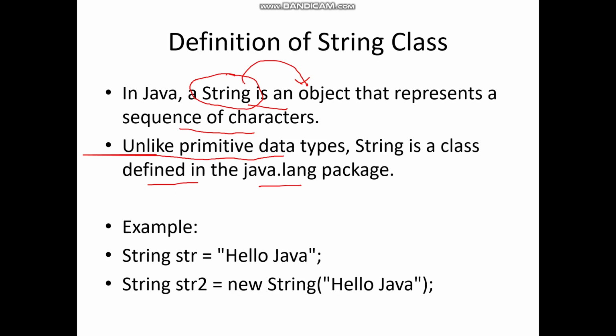Here are two examples: String str = "Hello Java"; and String str2 = new String("Hello Java"). To create a string object, we have two ways. The first way is to write String, then the variable name, and then the corresponding data in double quotes. Or we can use String str2 = new String, using the new keyword to create the string variable.